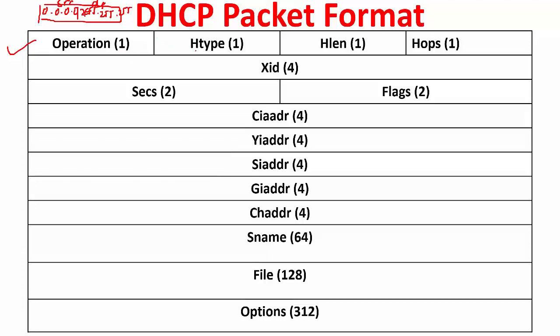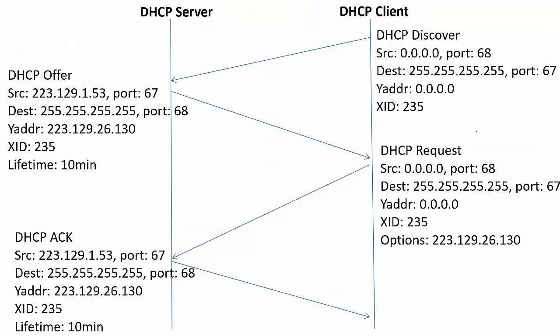So this has an operation, H-type, header length, hops. You don't really need to know this, except that we will touch upon this field later. So pay attention to this field. I will tell what this field does a little bit later. Here this YI address is often blank because you don't have an IP address. So in the request or discover messages, this will be blank. But when the server responds, this is the field it will fill with the IP address it is assigning.